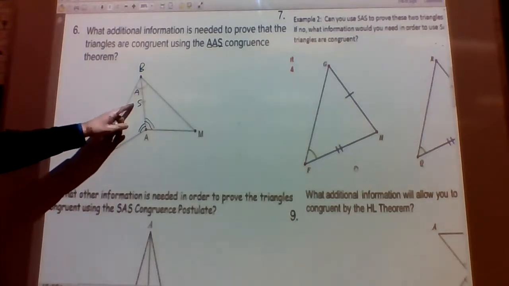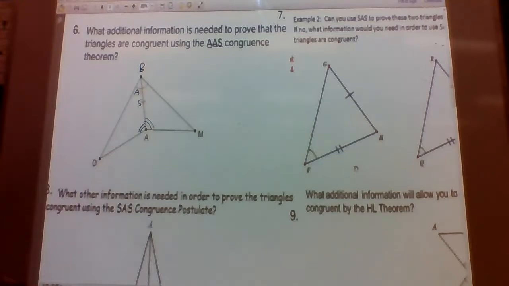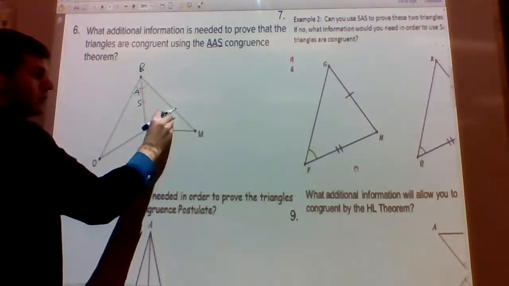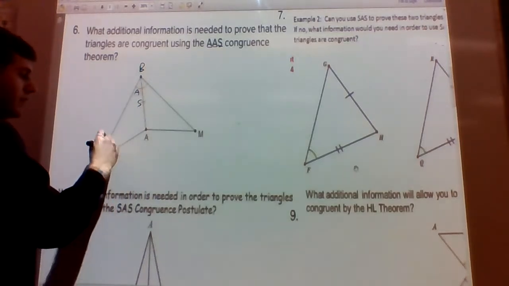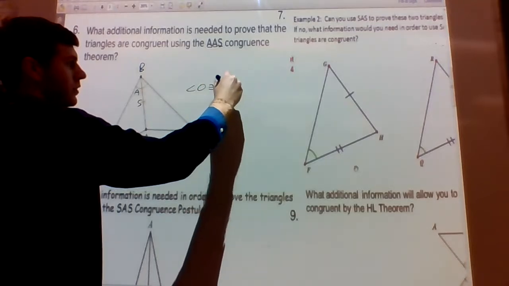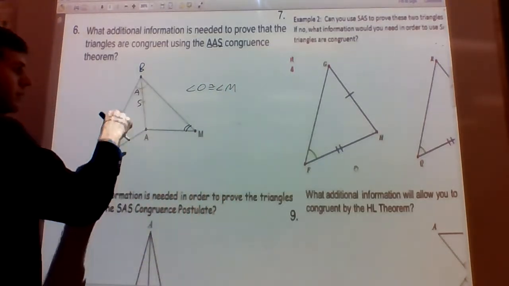We would have angle, side, angle, right? So we don't want the side to be included. We want the side to be non-included. So we want two angles on the non-included side. So we have to do angle O is congruent to angle M. Then we have angle side.